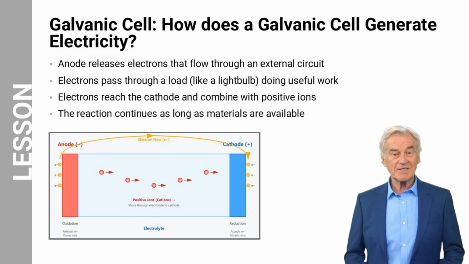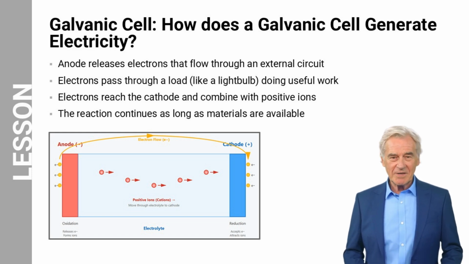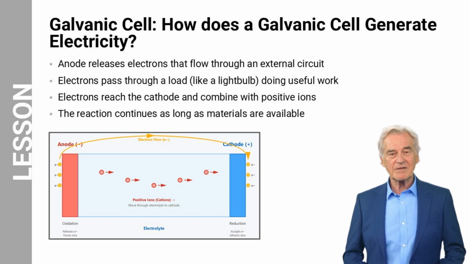At the cathode, the electrons combine with the positive ions that traveled through the electrolyte from the anode. This completes the chemical reaction. The reaction continues, producing a steady flow of electricity until either the anode material is exhausted or we disconnect the circuit.